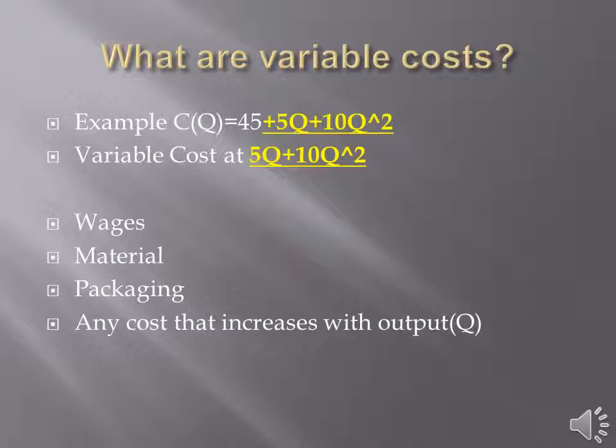The next question is, what are variable costs? Throughout this entire presentation, I'll be using the same function of 45 plus 5Q plus 10Q squared. The variable cost is 5Q plus 10Q squared. And anytime I'm with these simple cost functions, it'll always be the part where there's the Q involved. So the 5Q plus 10Q squared.